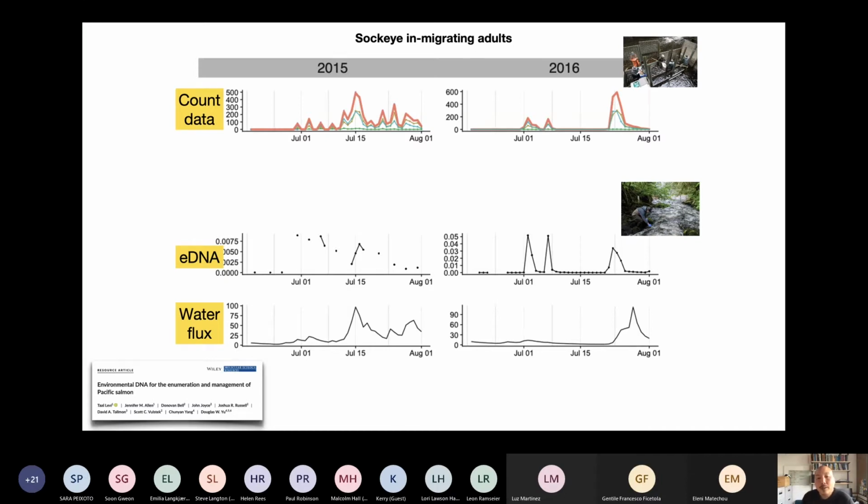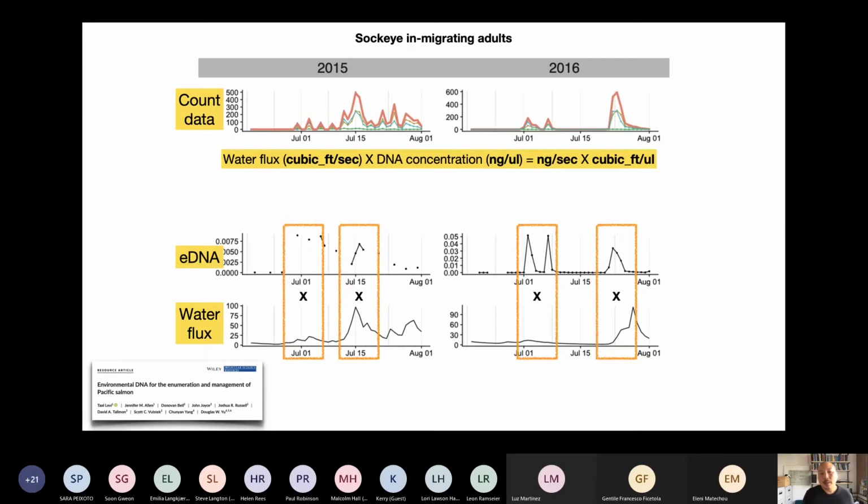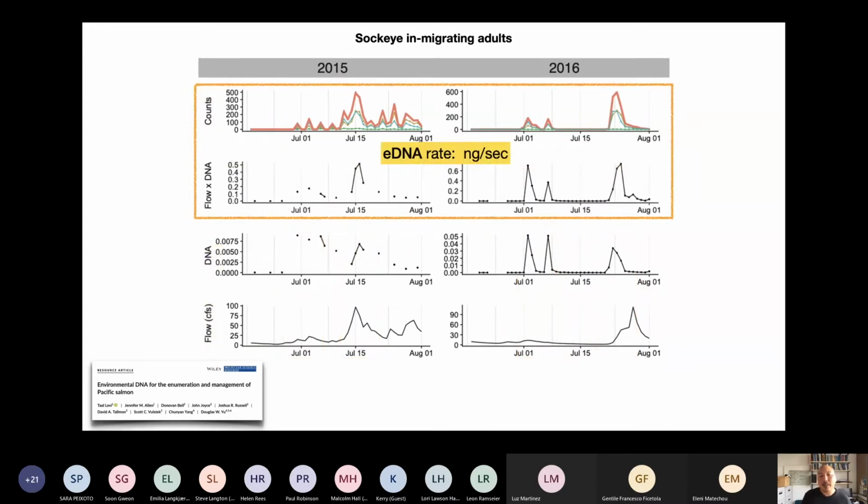And so what you really need to do is multiply the volume of water times the concentration to get DNA. So it's America, so they measure water per second, so it's really flux, as cubic feet per second. So if you do that and then you do a little rearranging, you get nanograms of DNA for that species per second.